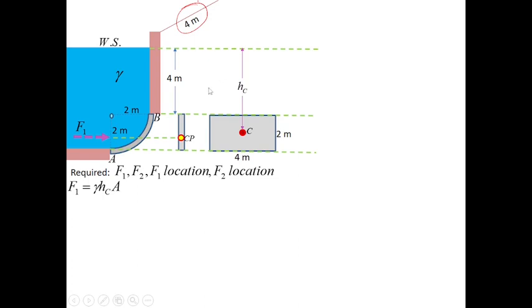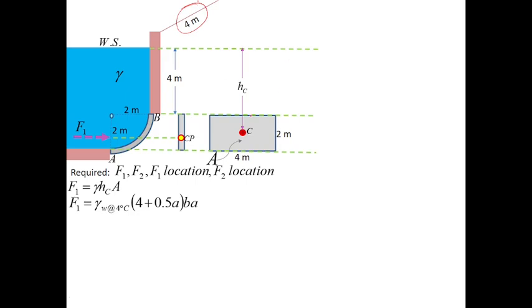So, this is HC. That HC is the distance between the free liquid surface and the centroid. This is the area. So, we can get F1. We consider the temperature of water here to be at 4 degrees Celsius. So, the specific weight of water at 4 degrees Celsius is multiplied by 4 plus 0.